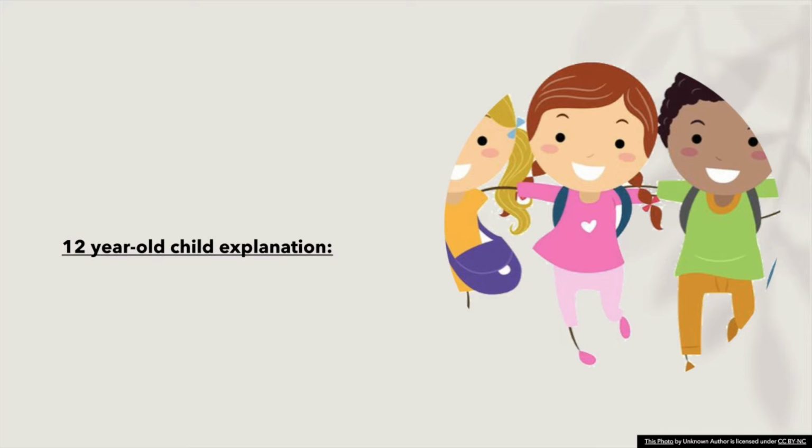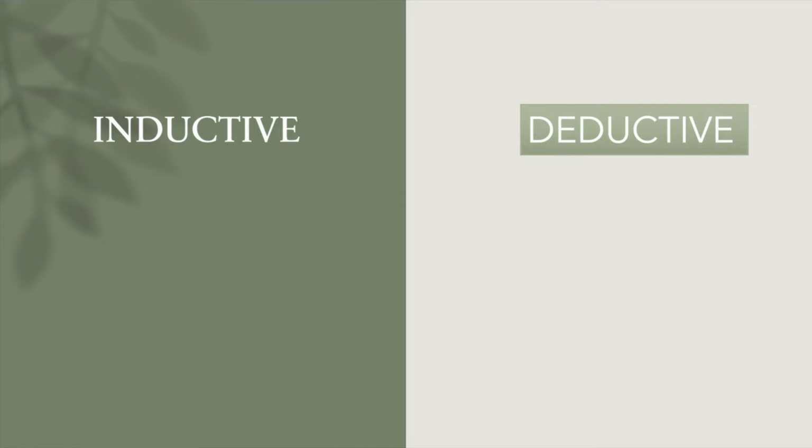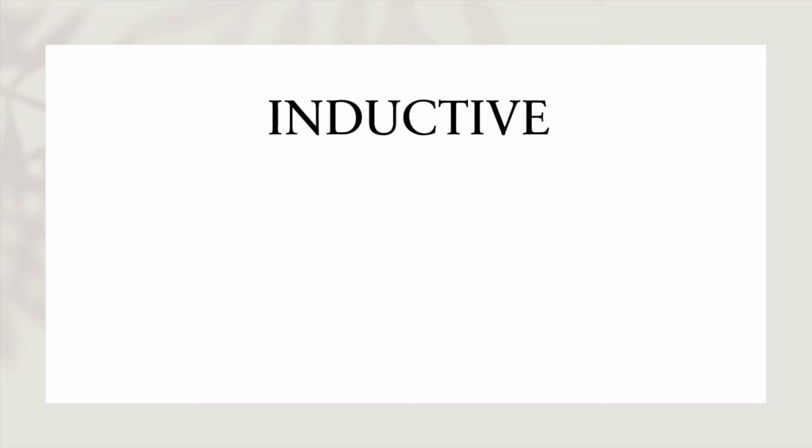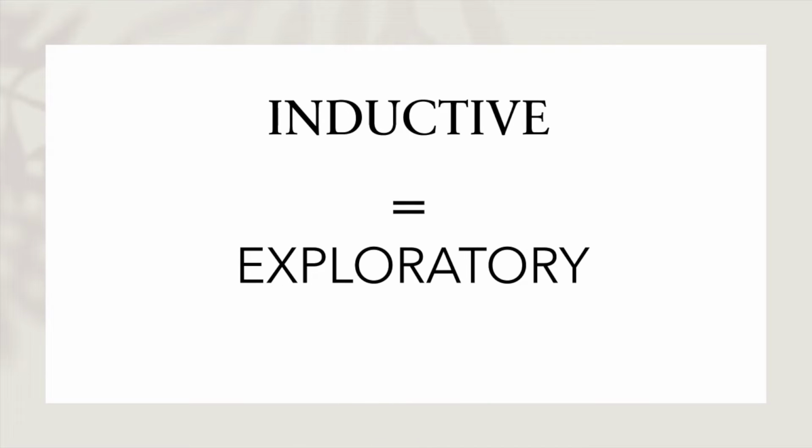Next is our 12-year-old explanation. Today's lesson is about inductive and deductive research. Inductive and deductive research are 2 ways that the researcher can go about conducting their research, so basically which method to follow. The term inductive research is also known as exploratory research.